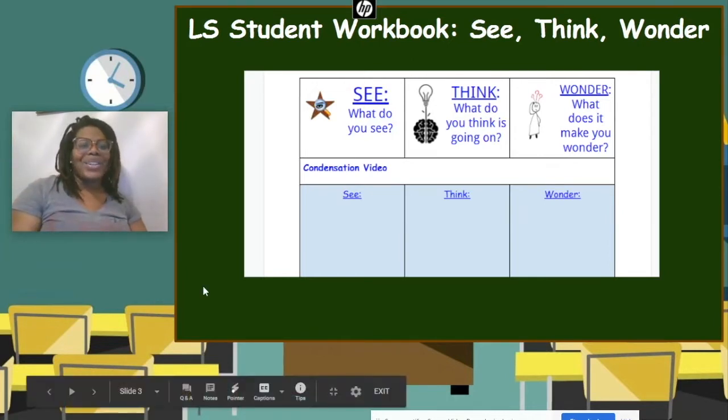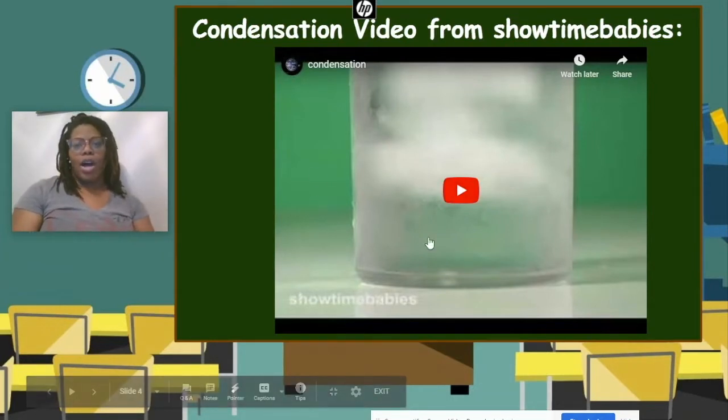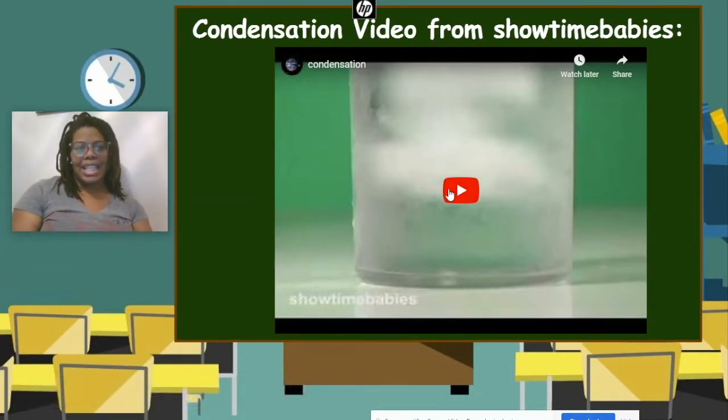Okay, so the first thing that we looked at was our condensation video. We saw a glass of water with ice in it. We saw the ice melting. And then on the outside of the glass, you might have seen it start to frost. And then you saw liquid forming on the side of the glass as well as on the table.